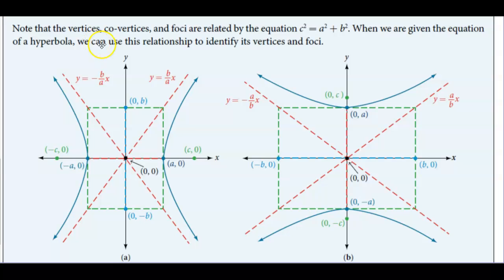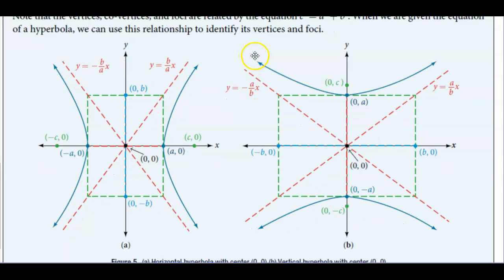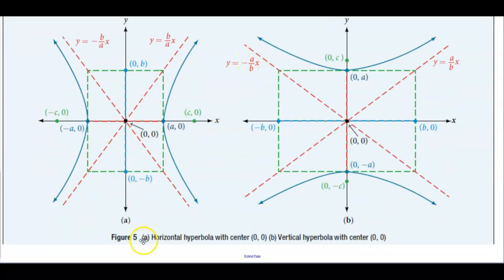Okay, now note that the vertices, co-vertices, and foci are related by the equation c squared equals a squared plus b squared. When we are given the equation of a hyperbola, we can use this relationship to identify its vertices and foci. If you look at part A, this is the horizontal hyperbola with center at 0, 0. You can see what the asymptotes' equations look like, where the vertices and the co-vertices, transverse axis, and conjugate axis are. And on the right side is a vertical hyperbola with center 0, 0.